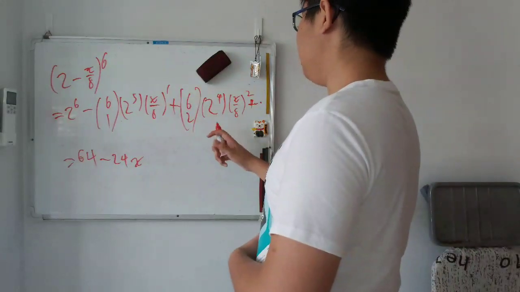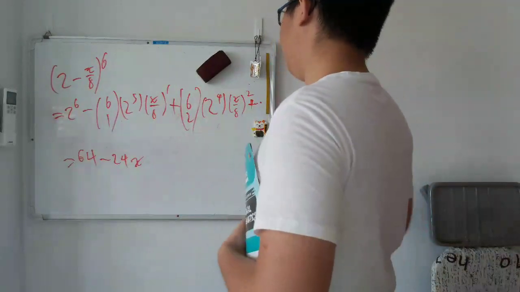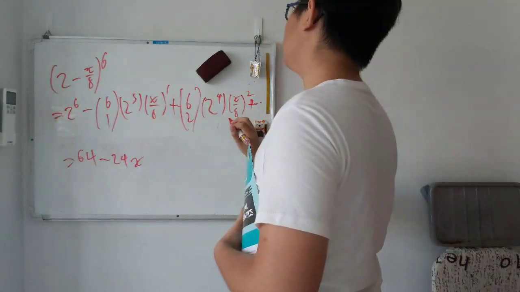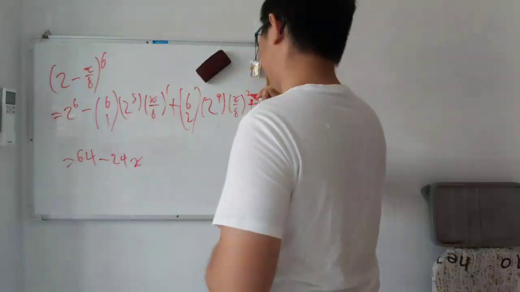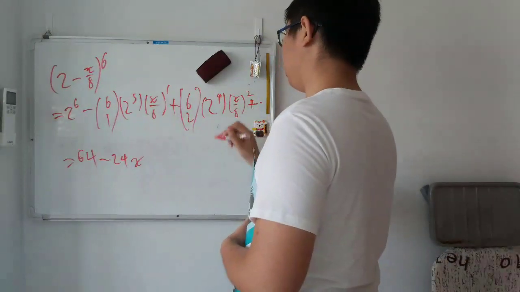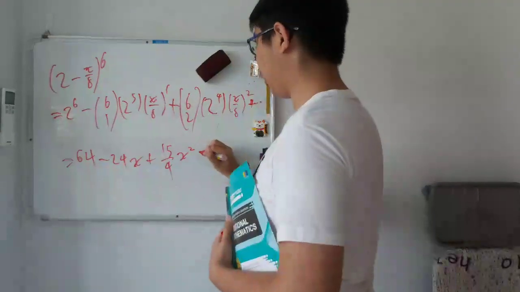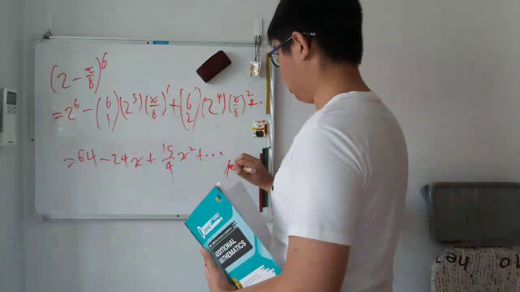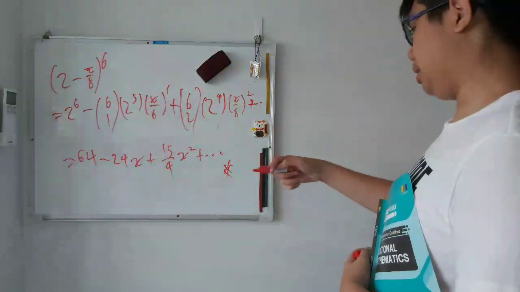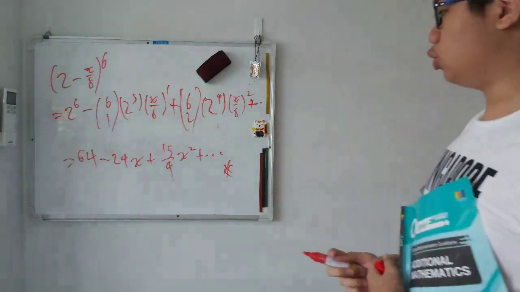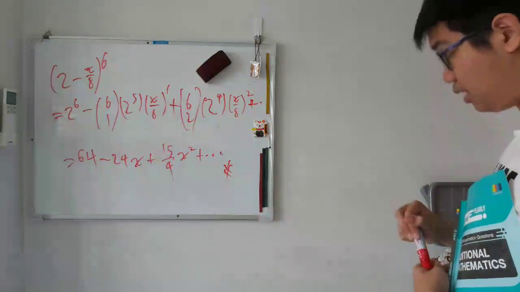Okay, 6 choose 2 is 15. So 15 times 16, then this cancels out. But actually this is squared, so x over 8 squared becomes 64. So this 16 over 64 will become a quarter. So actually this is 15 over 4 x squared plus dot dot dot. Because when you have x over 8 squared, this becomes 64, so when you cancel, it becomes 1 over 4. So you have x squared over 4 times 15. That is the binomial expansion.